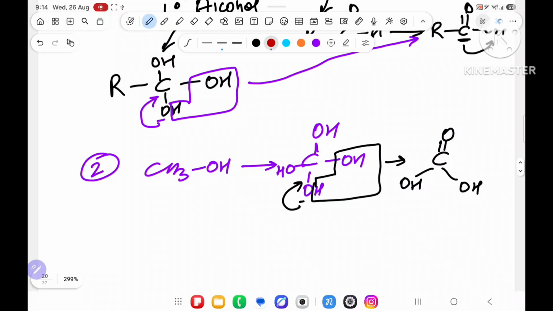If 2 OH is left after C double bond O, then you have to write over here C, not double bond O, 2 OH, and then H2O will go. If C double bond O is there and after that 2 OH is there, it will convert into carbon dioxide.